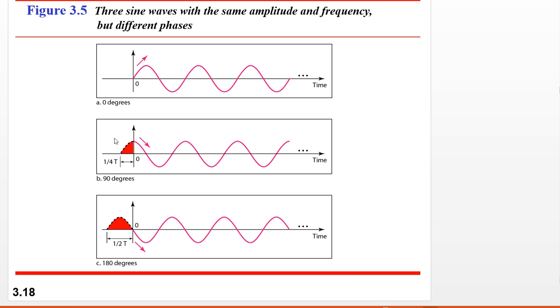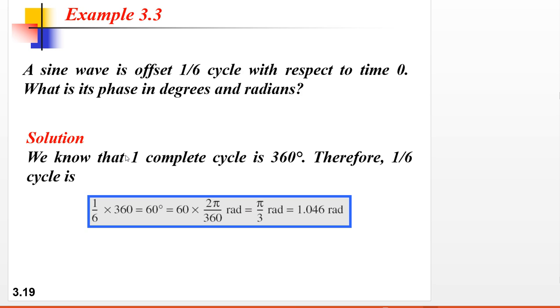That is a 1/4 time shift, that is 90 degrees. If it is shifted 180 degrees, that is 1/2 time. So this is about phase: with 0 degree, with 90 degree, with 180 degree. If it shifts by 360 degrees, what happens? The complete wave is shifted. Now we are only saying 0, 90 and 180.